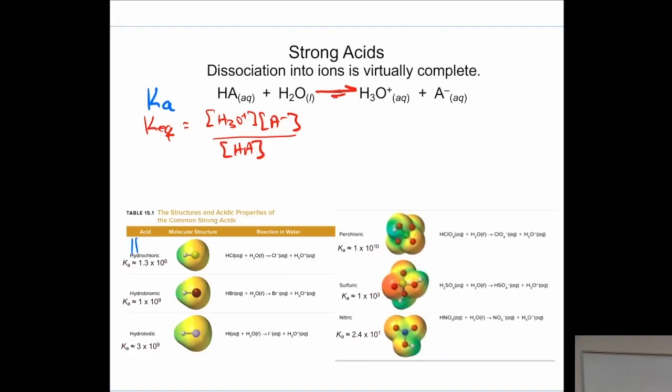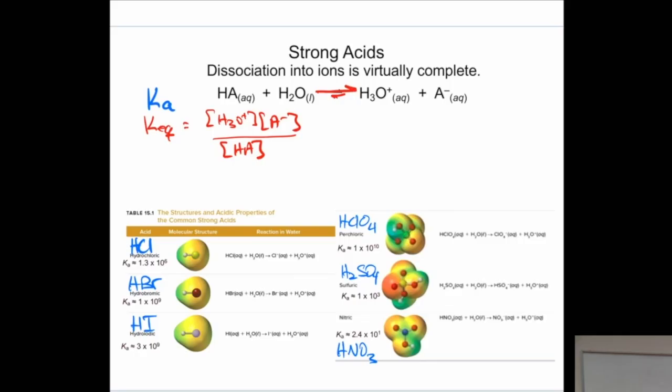Hydrochloric acid, HCl, hydrobromic acid, HBr, hydroiodic acid, HI, and then you've got perchloric acid, HClO4, and then sulfuric, which you're familiar with, H2SO4, and nitric, which I told you about, HNO3. Those are the only 6 that you have to remember.